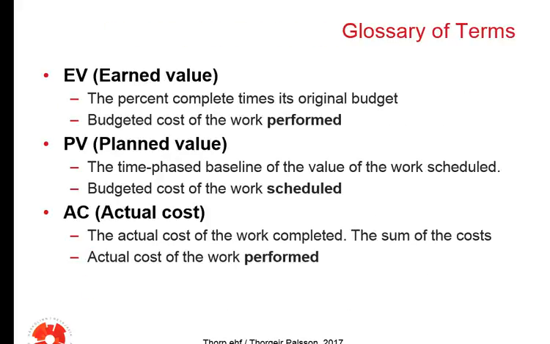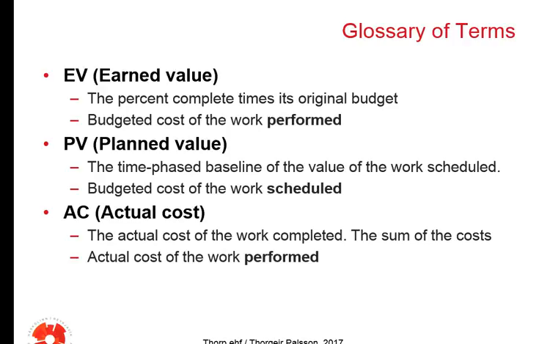Okay, so earned value, you need to know these terms. It's the percentage complete times the original budget, or let's say it's the budgeted cost of the work performed. It's the budgeted cost of the work that actually has been performed. And the word basically says quite a lot. Earned value. It is the value that you have earned because you've already implemented. Planned value is then what you thought it would be costing you, the time-phased baseline of the value of the work scheduled, the budgeted cost of the work scheduled.